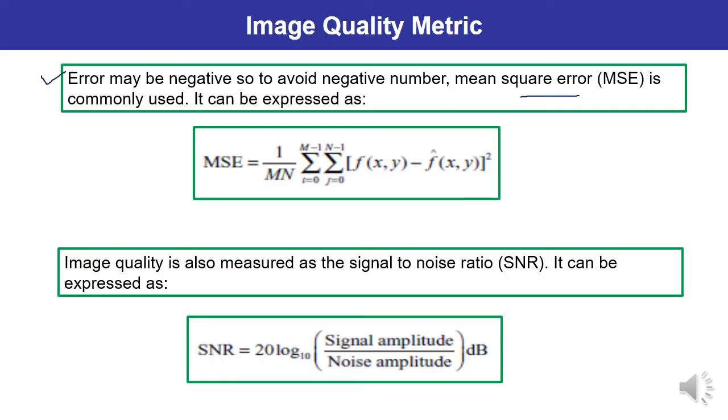Image quality is also measured as signal to noise ratio. This is also a commonly used term in communication. Signal to noise ratio is the ratio of signal power to noise power. But if you write it in dB, then signal to noise ratio would be 20 log, with base 10, of signal amplitude upon noise amplitude. This is how it is written in dB.